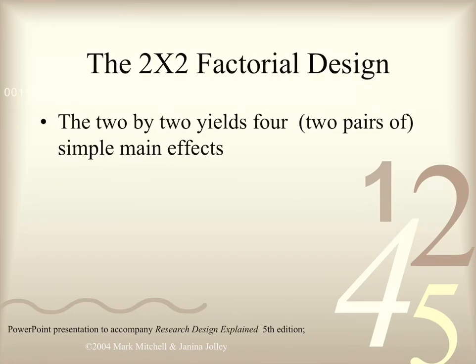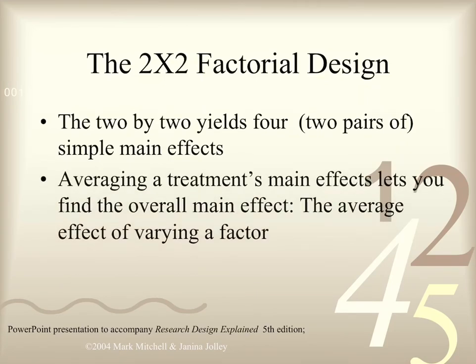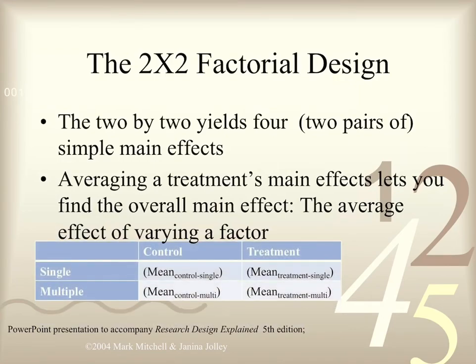So we get 4 different simple main effects, and we also get what's called an overall main effect. Now, when we average a treatment's simple effects, it lets you find the overall main effect, the average effect of varying one factor. So let's take a look.